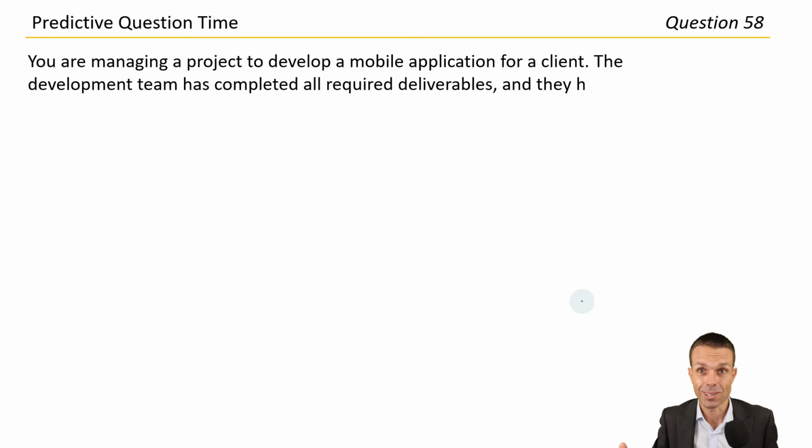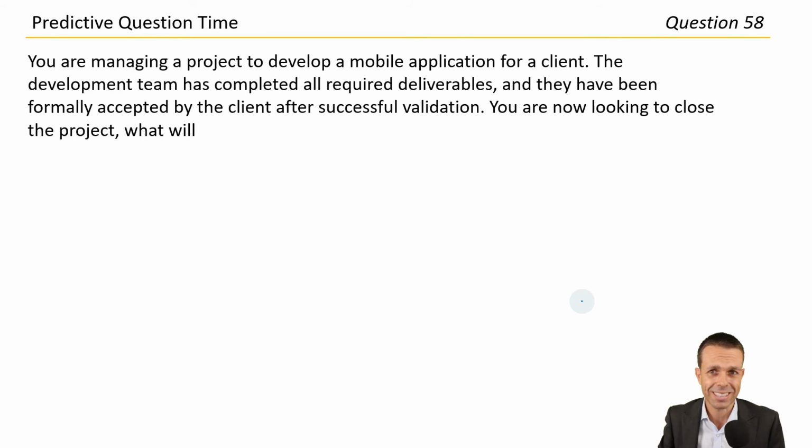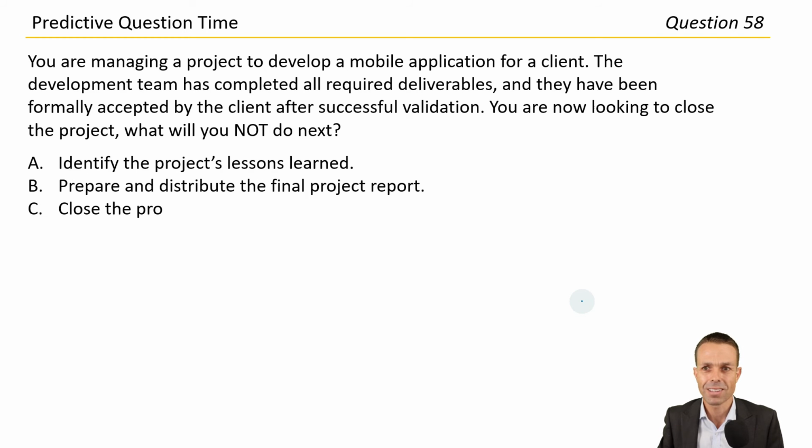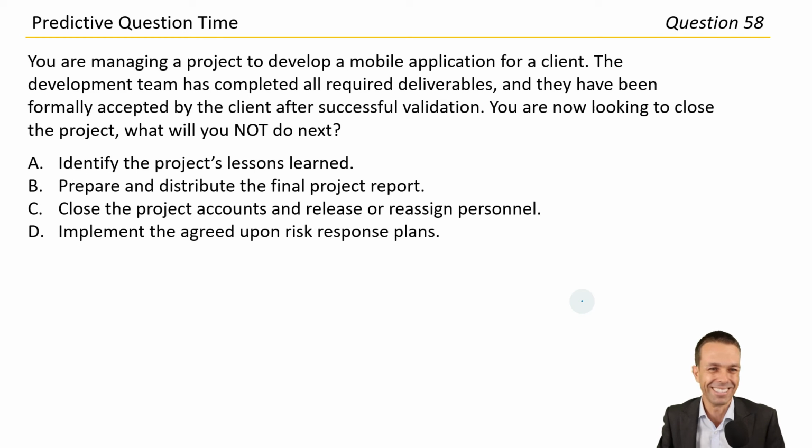Only 3 to go in this little section. Wow, we are breezing through this lot. This is my favorite one so far. Nice and easy. You're managing a project to develop a mobile application for a client. The development team has completed all required deliverables and they have been formally accepted by the client after successful validation. Remember that. You're now looking to close the project. What will you not do next?